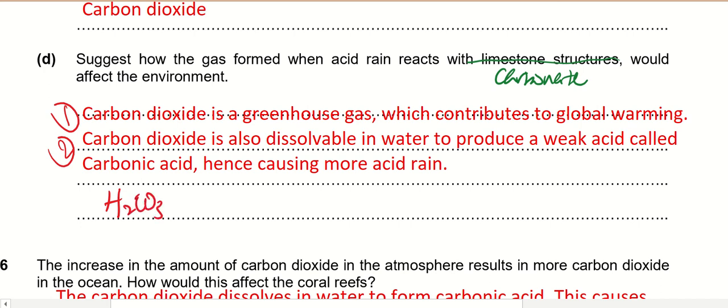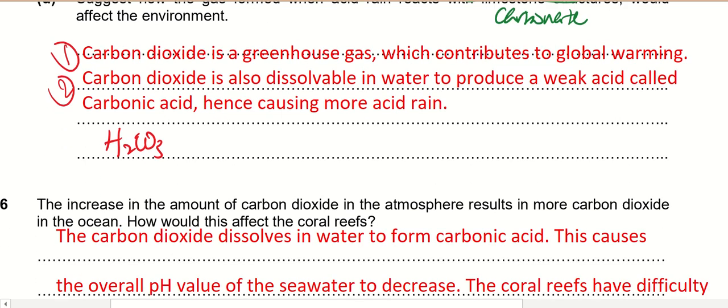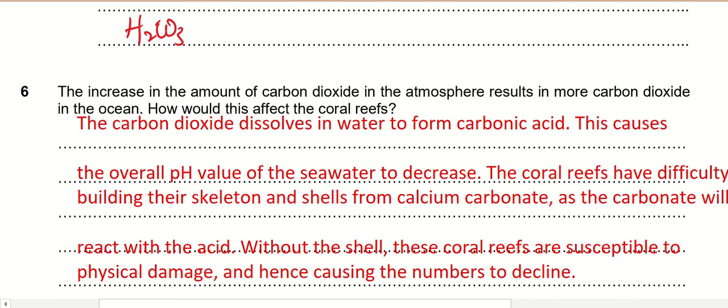Carbonic acid, hence producing more acid rain. How does acid rain affect the environment? Well, it can affect the pH balance in water bodies such as lakes, so the living organisms inside the lake can be affected also. The pH value of the soil can be affected. Hence, the trees and other plants will also be affected. We will learn more of this in upper sec.